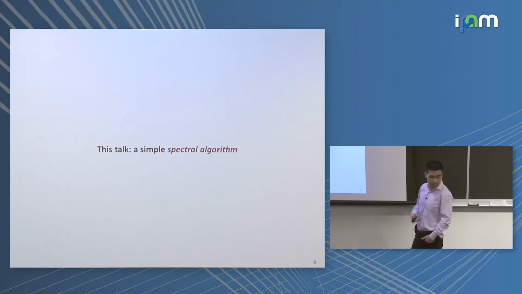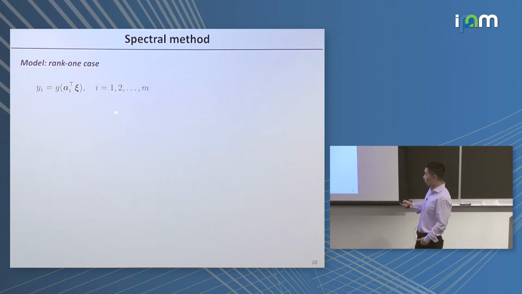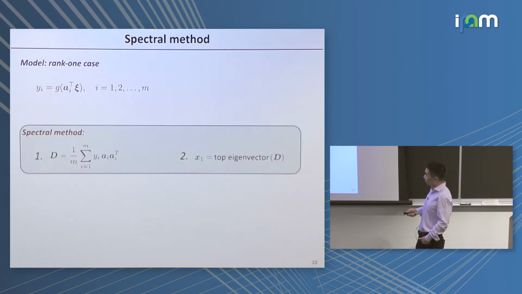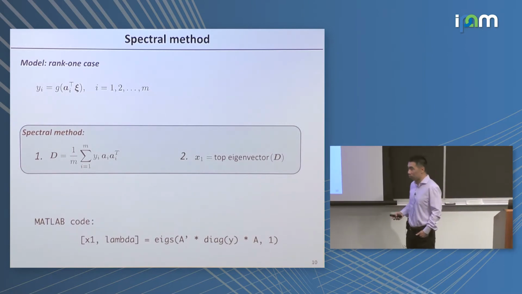Okay, so we can consider first the rank 1 case. So yi is some unknown nonlinear function G applied to the scalar product, and ξ and G are both unknown. And the method has 2 steps. First, you just form this matrix D that is a weighted average of the outer products of ai and ai transpose, where the yi's are the measurements. And in the second step, you find the leading eigenvector of D, and that's it. It's a very simple method because it's easy to code. It's literally a one-line MATLAB code. Just run this and you get your estimate.